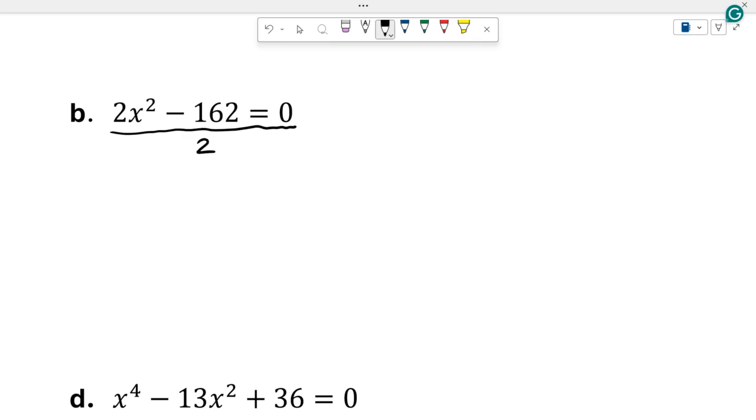And so I'm going to divide all my terms by 2, and when I do that, I end up getting just x squared in the first term. Half of 162 is 81. And then technically you do need to divide the right side, but 0 divided by 2 is just 0 again. So the right side doesn't change, because 0 divided by anything other than 0 is just 0. So now I have x squared minus 81.